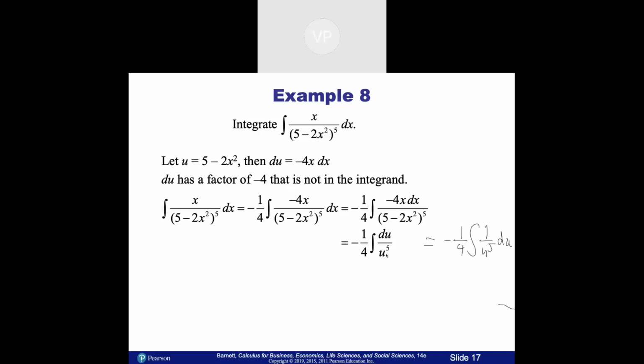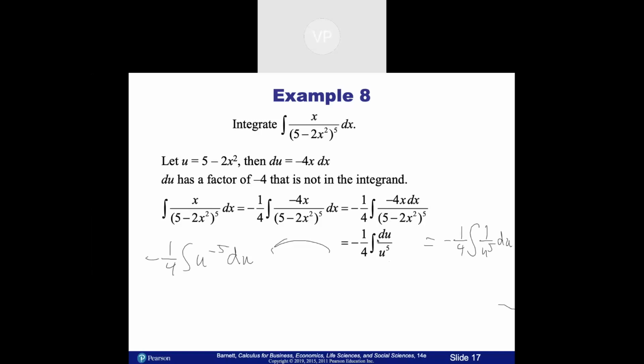Whether it's du over u to the fifth or 1 over u to the fifth du, they're the same thing. Either way, you have to rewrite that, and they didn't write this step, so let's go back. We're going to write this. You have to make this what you guys know. This is a negative 1/4 u to the negative 5 du. We've done these before, just don't forget them. It's easy to forget them because you haven't dealt with them.